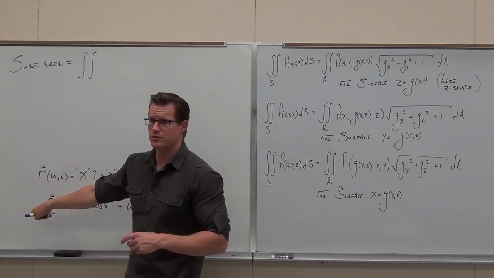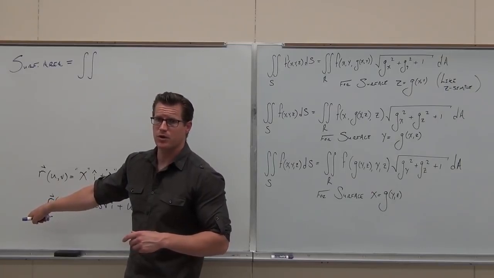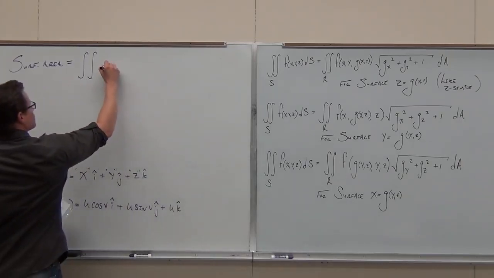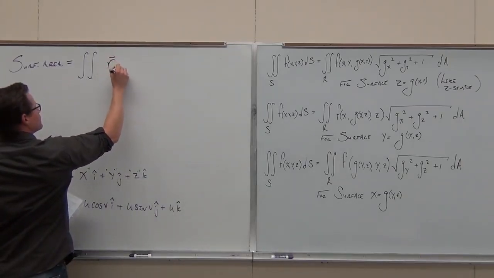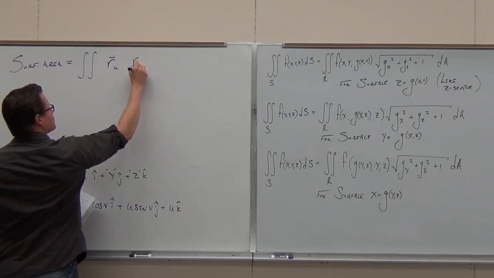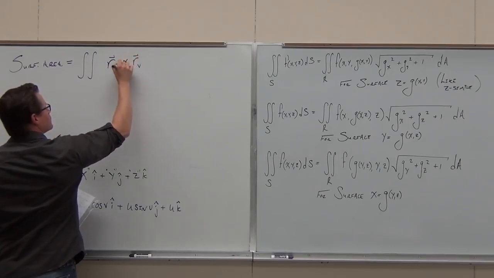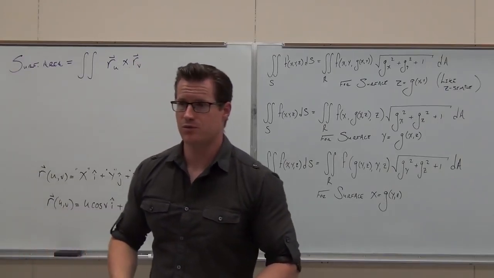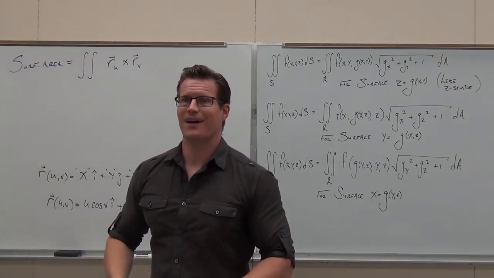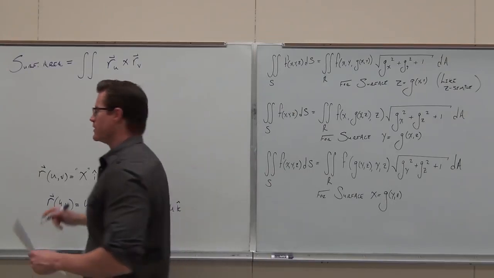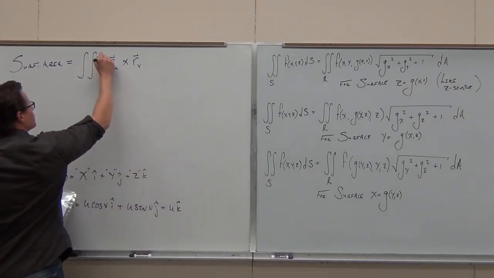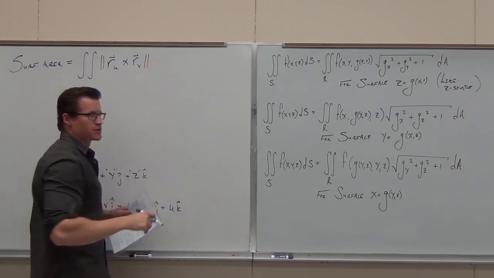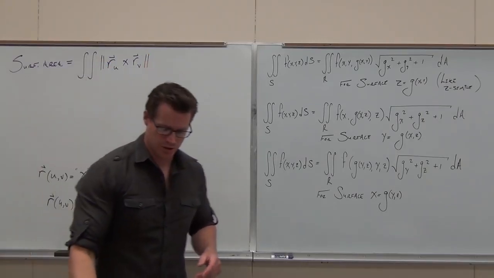Could you take a partial derivative with respect to u? Yes. Could you take a partial derivative with respect to v? Yeah. Could you cross product those vectors that you will be getting with respect to u and v? Yeah. Could you take the magnitude of it? Yeah. Here's the nice part about it. Here's the cool thing about it.